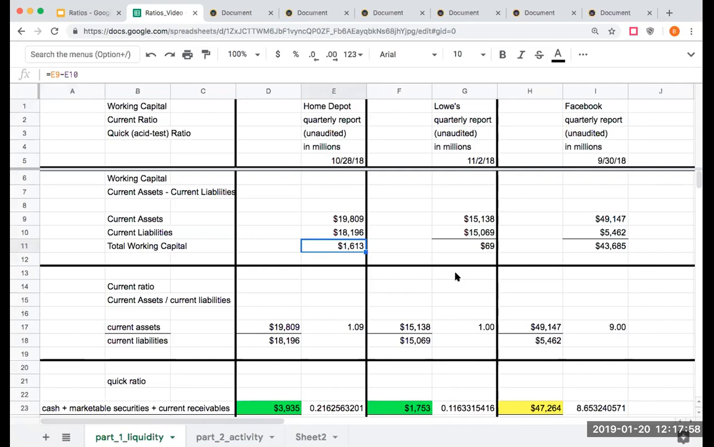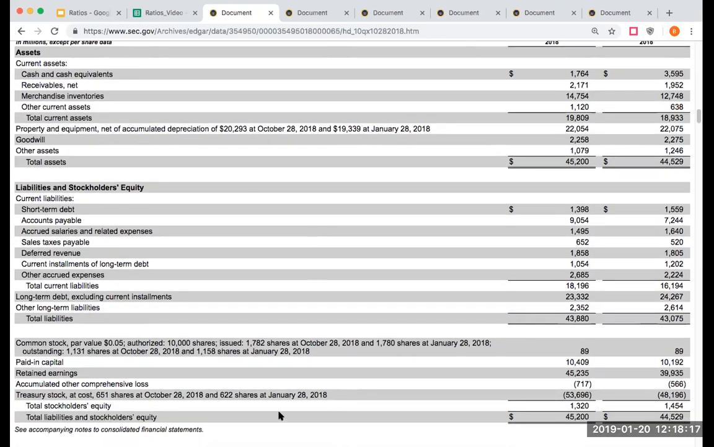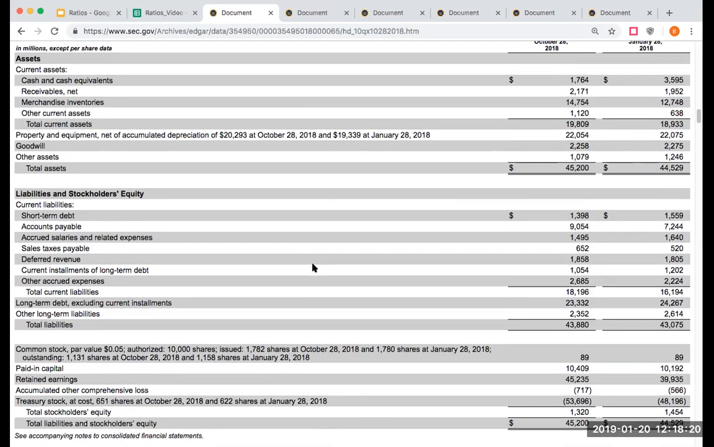And the answer is, honestly, one number is not going to tell you everything that you need to know about the company. And when I look at Home Depot in particular, what's very misleading about this number is, if you look at their owner's equity, and this is pretty wild, they've got total assets of 45.2 billion. They have total liabilities of 43.8 billion, but they only have equity of 1.3 billion.